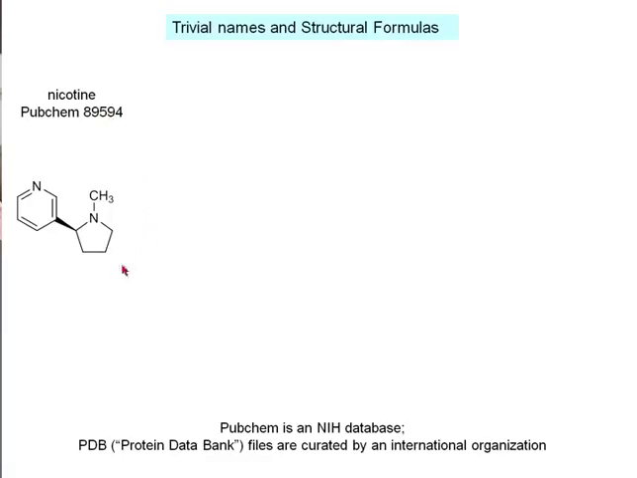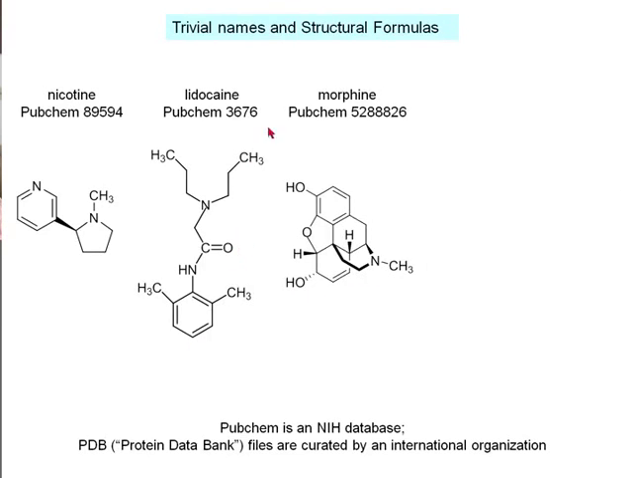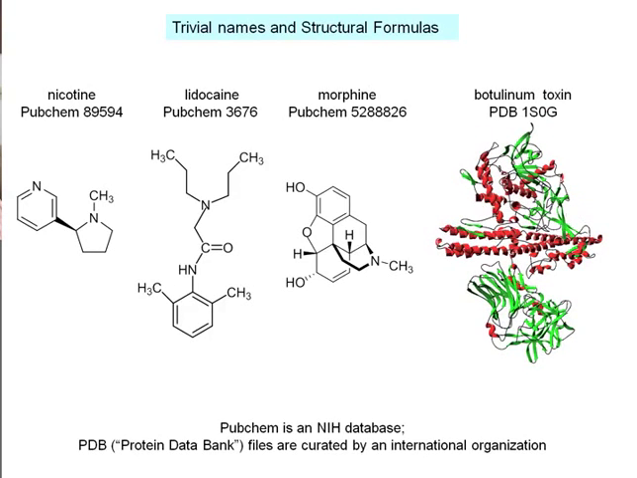In terms of trivial names for drugs and structural formulas, we're going to give as an example nicotine, and throughout this course we're going to use nicotine as an example. It figures prominently in my own research. We will also discuss lidocaine today, morphine, and also botulinum toxin. These are very different molecules, as we'll see.